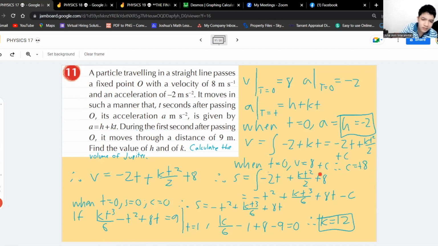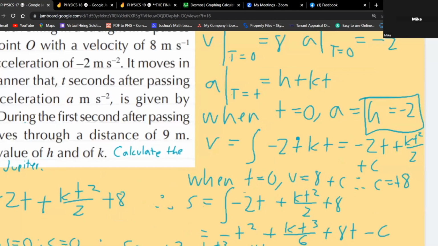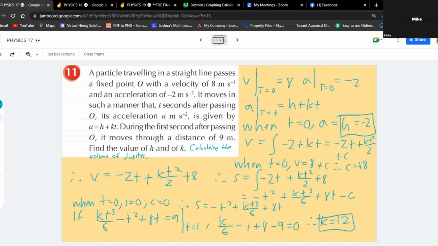So t squared over 2 plus a constant. And then plug in yung ano. So when t equals 0, 8 is equal to yung constant. Tapos, it moves for a distance of 9 meters.